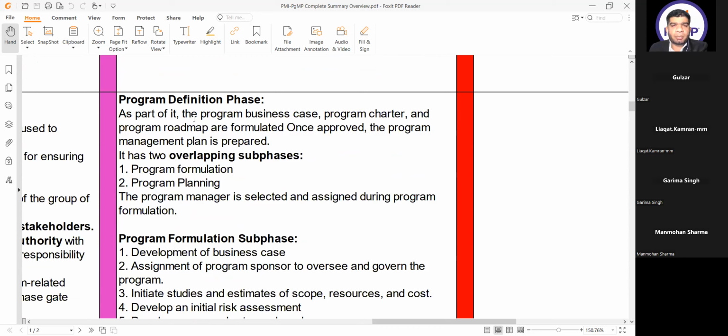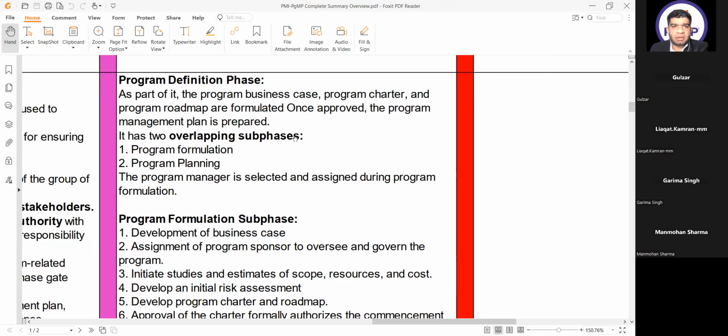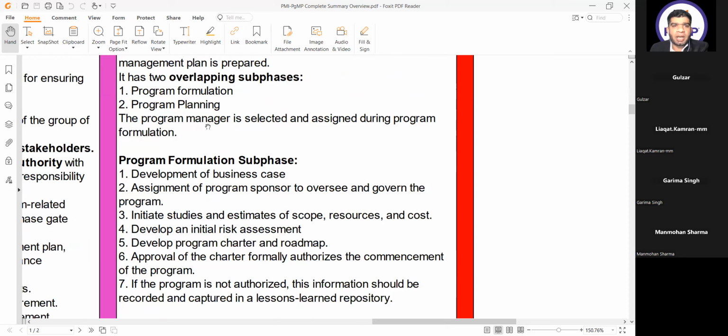Program definition phase: as part of it, the program business case, program charter, and program roadmap are formulated. Once approved, the program management plan is prepared. It has two overlapping surfaces, which is program formulation and program planning. The program manager is selected and assigned during the program formulation.